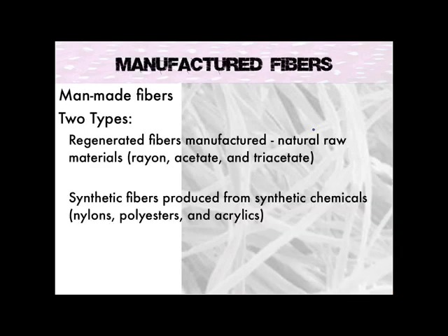The two main types of manufactured fibers, or man-made fibers, are the regenerated fibers that are derived from cotton or wood pulp, processed, and you extract pure cellulose to produce these fibers. These fibers include rayon, acetate, and triacetate. And then there are synthetic fibers that are produced from synthetic chemicals, and these include nylons, polyester, and acrylics.